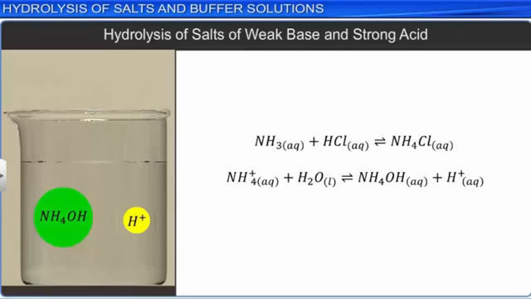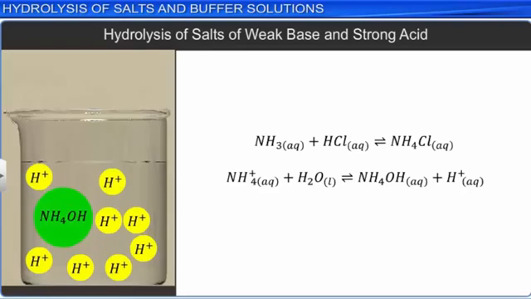Ammonium hydroxide is a weak base and hence remains almost unionized in a solution. As a result, the concentration of the H plus ions increases in the solution, and this makes the solution acidic. Thus, the pH of the solution is less than 7. Hence, the aqueous solution of a salt of a weak base and a strong acid is acidic due to the hydrolysis of its cation.